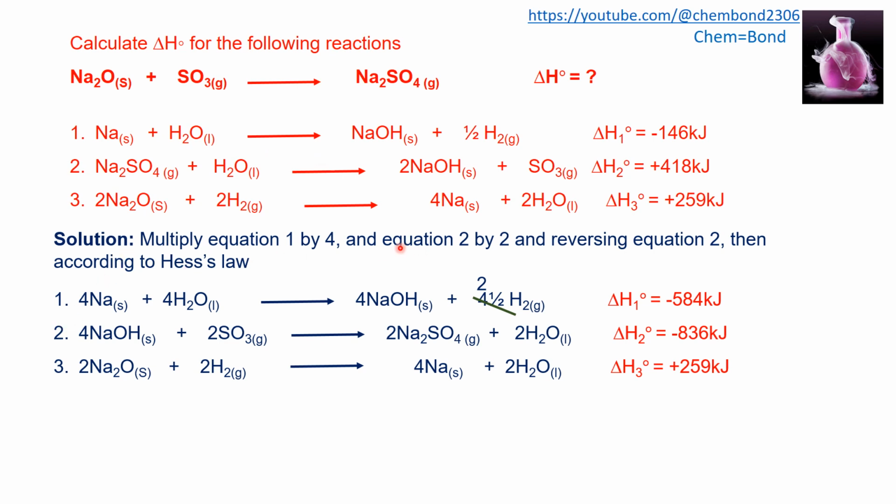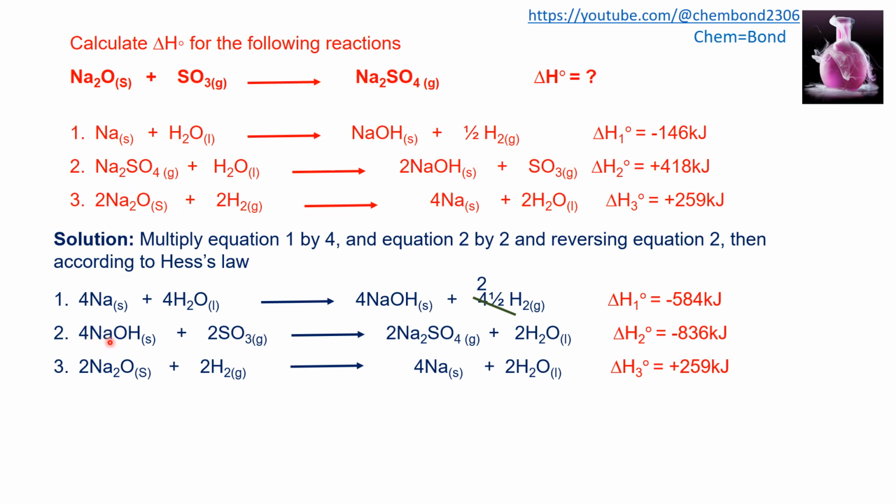Second is equation 2 multiplied by 2 and reversed. So first we will reverse equation 2. Sodium hydroxide and sulfur trioxide will move towards the reactant side, and sodium sulfate and water will move towards the product side. From the net equation, here SO3 sulfur trioxide is present along with sodium oxide on the reactant side. So sulfur trioxide here is present at the product side, so we will move it to the reactant side. Also we will multiply it with 2.